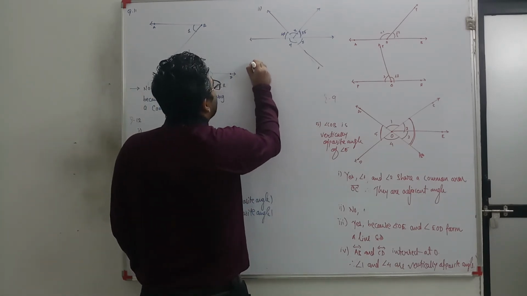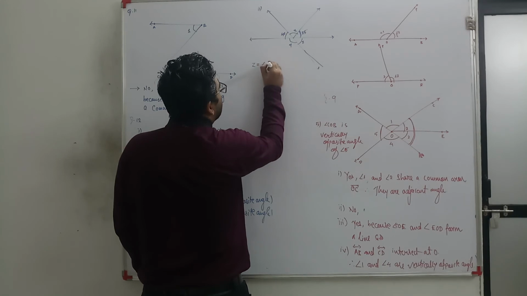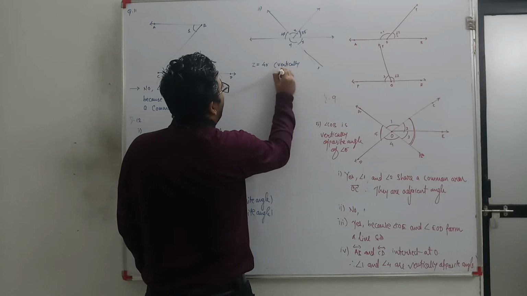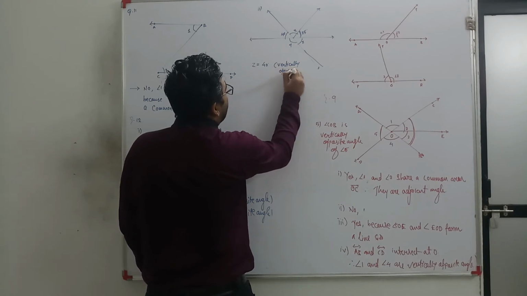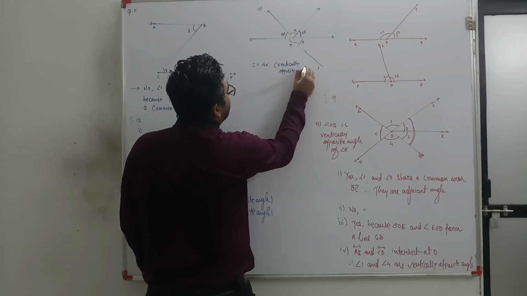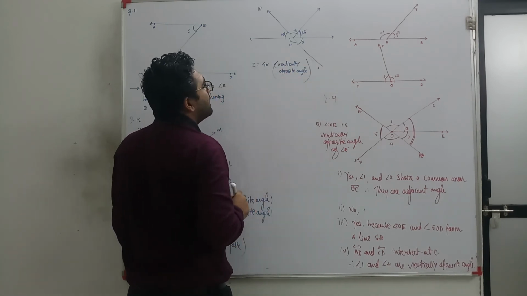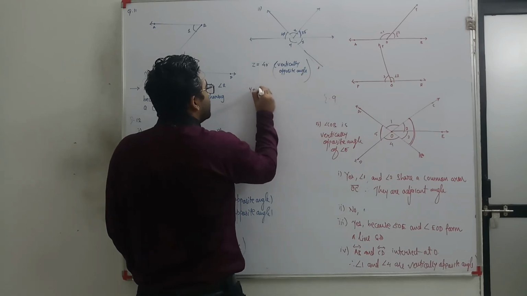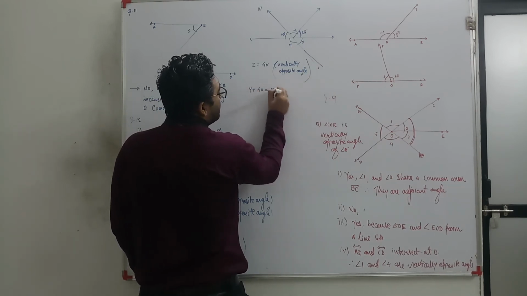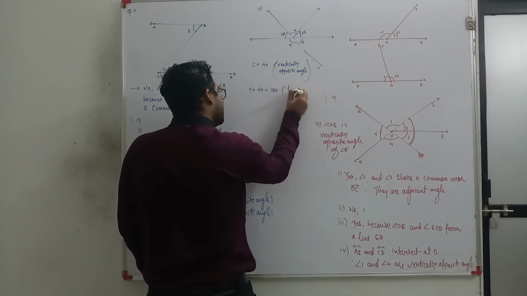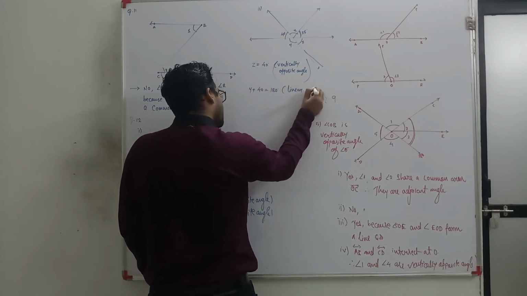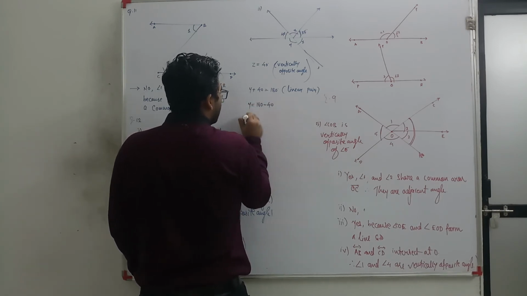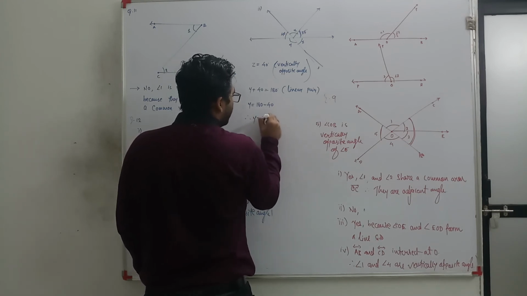So if these two form vertically opposite angles, I can easily solve like this. Here I am writing: z is equal to 40 degree. Why? Because of vertically opposite angle. And these two form a line. So we can say that y plus 40 is equal to 180 degree. Why? Because they form a linear pair. And as they form a linear pair, y is equal to 180 minus 40. Therefore, y is equal to 140 degree.